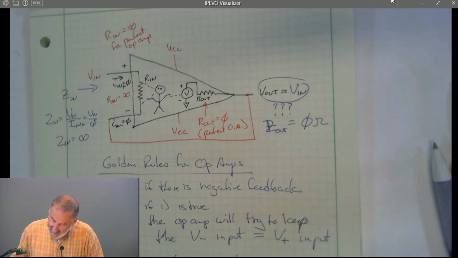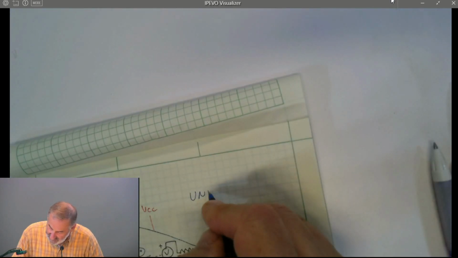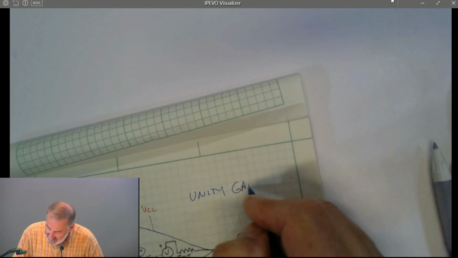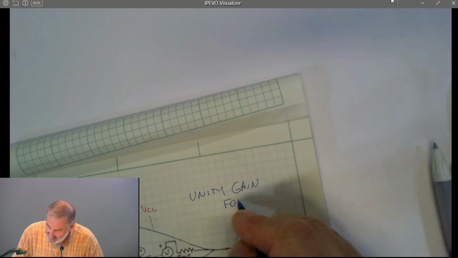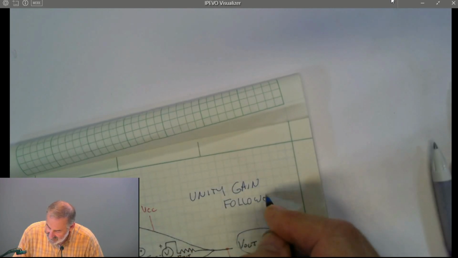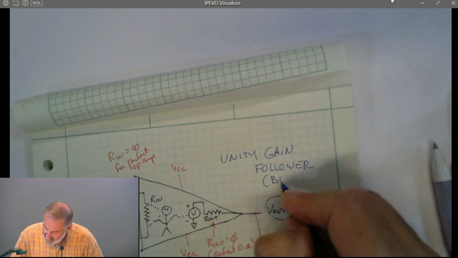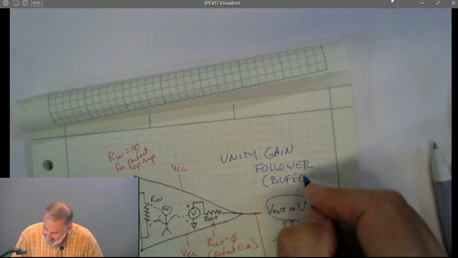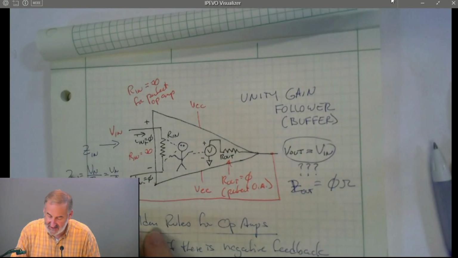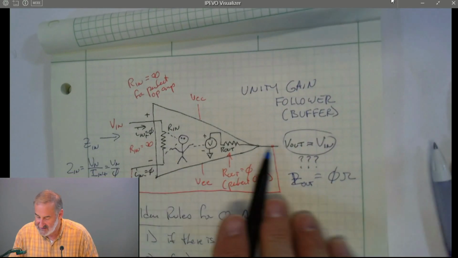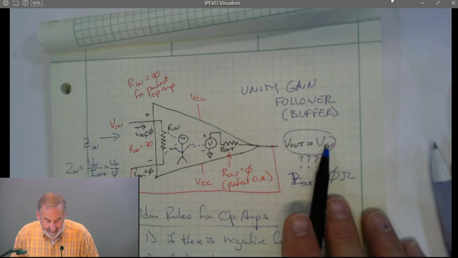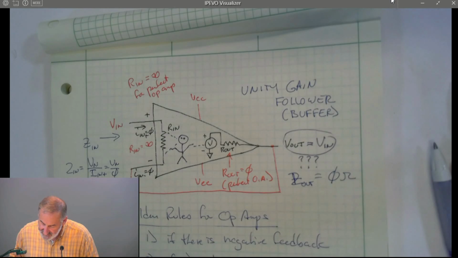So this is called a unity gain follower, because the output follows the input, or sometimes it's called a unity gain buffer, because it buffers the signal by providing a high input impedance and a very low output impedance. This is a very useful circuit.